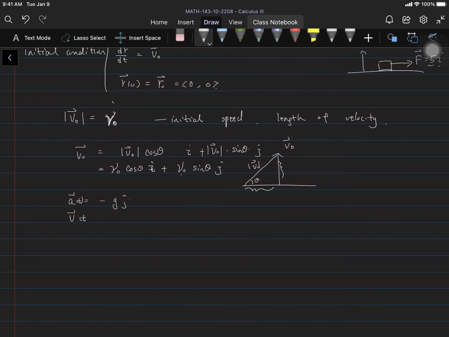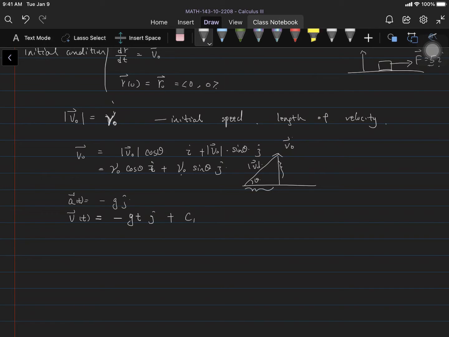v equals the integral of a. Is that right? So we do the integral. So it should be negative g t j plus c1. How do you find the c1? We use the initial condition v0.